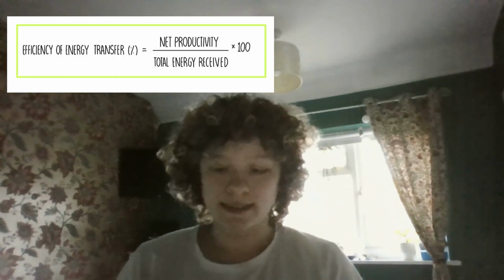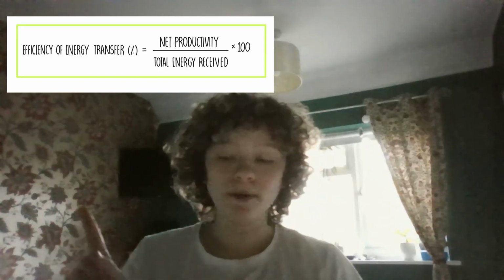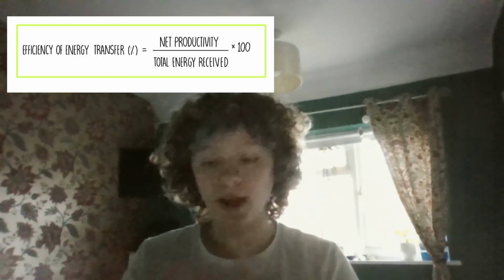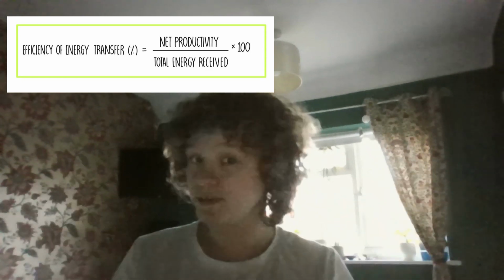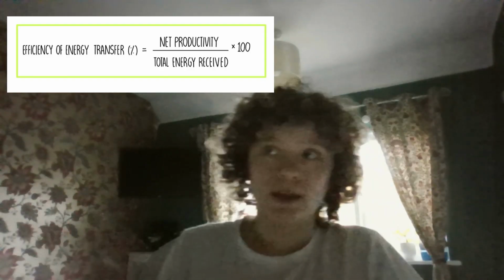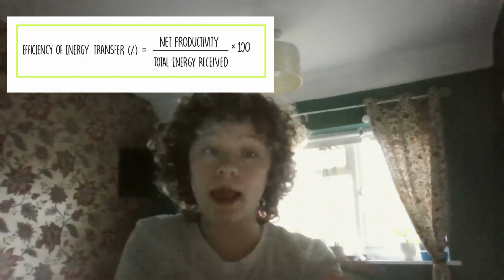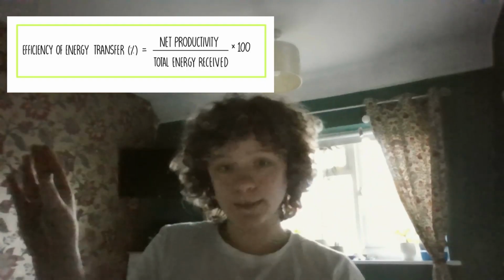Efficiency of energy transfer is a percentage, so we times it by 100. It is the net production of a trophic level divided by the net production of the previous trophic level. If I was to use an analogy, it would be the NPP of the rabbit divided by the NPP of the grass, times by 100 to make it a percentage.